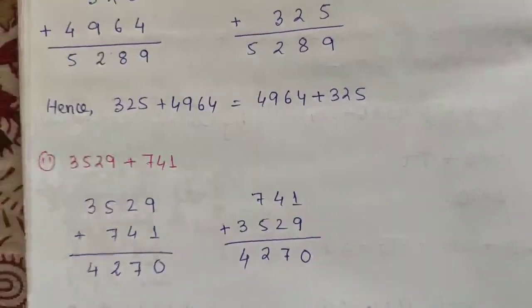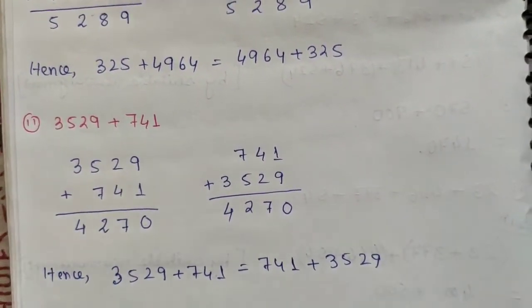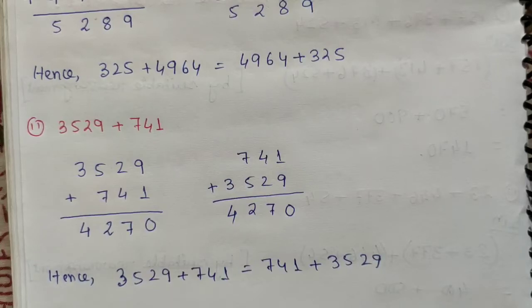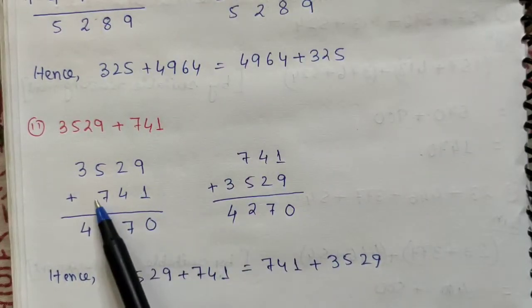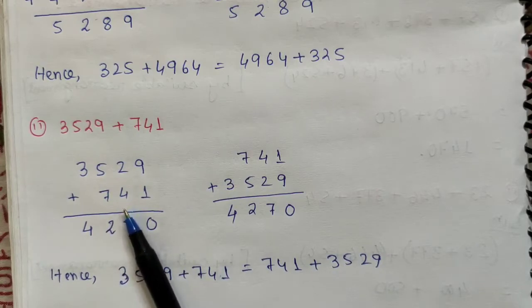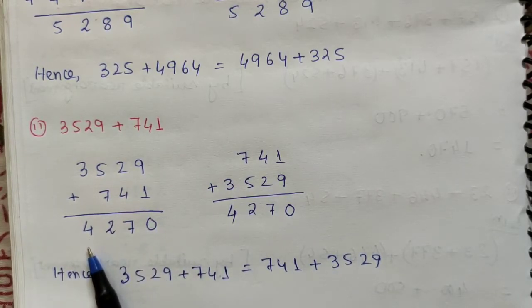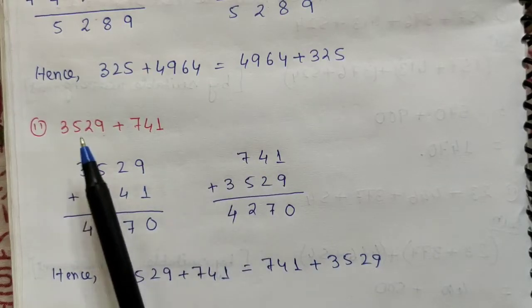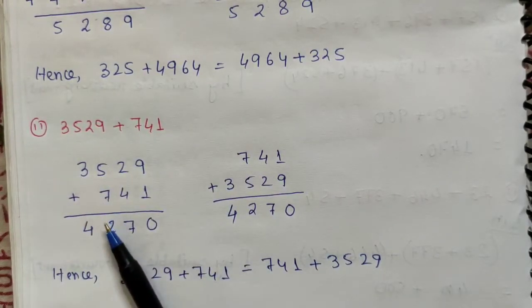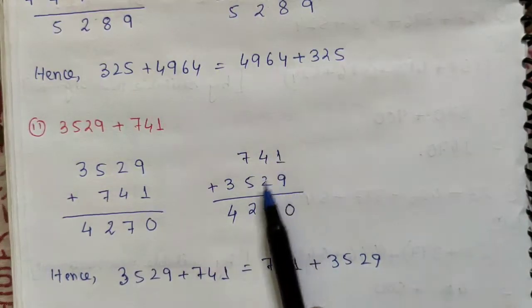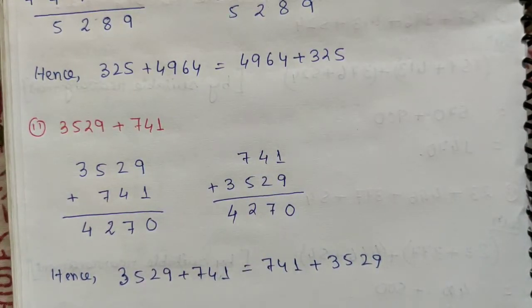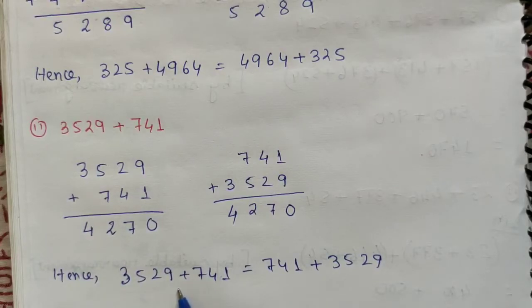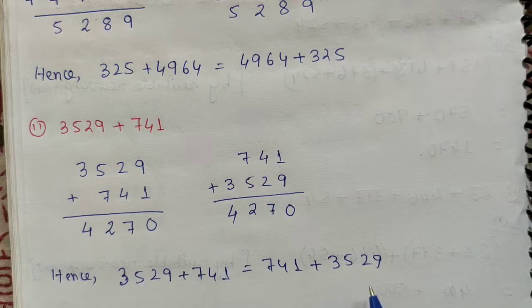Same type of question, that is Roman number 2. Same, right? 3529 plus 741, the result is 4270. Here again what we have done? This is A and this is B. We have found A plus B. Now we will find B plus A. The result is also the same. So we'll write hence 3529 plus 741 equals 741 plus 3529.